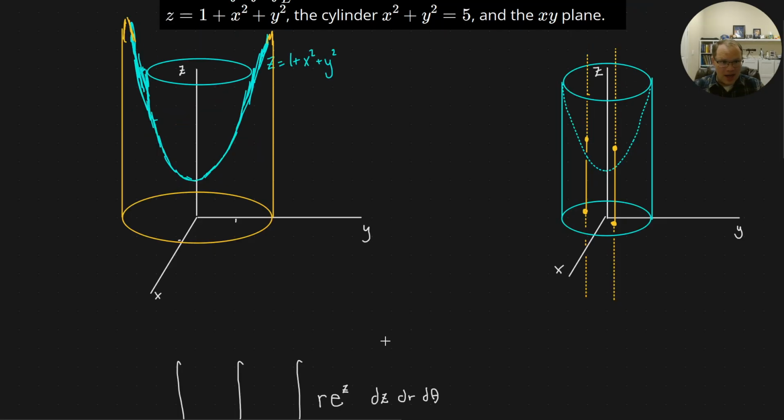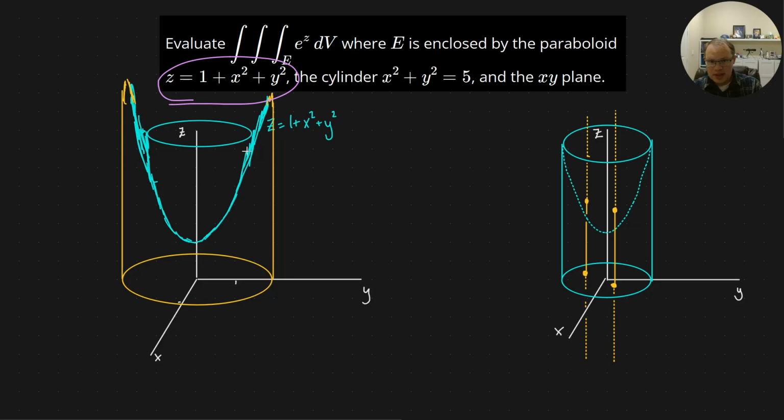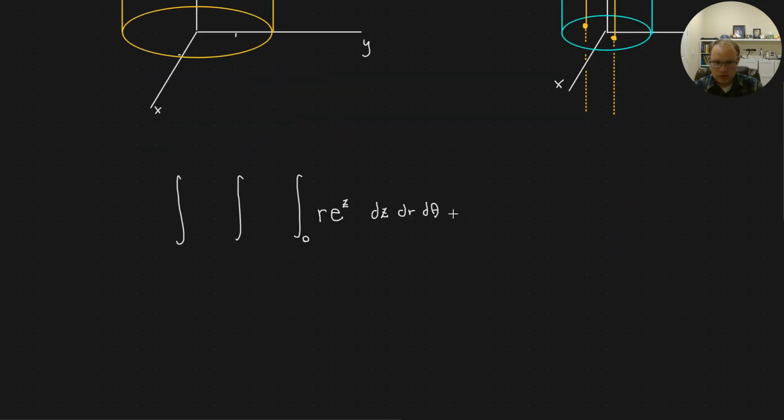And it exits through the edge of the paraboloid. The paraboloid is z equals 1 plus x squared plus y squared. So this is the right idea, but it's not quite right yet.